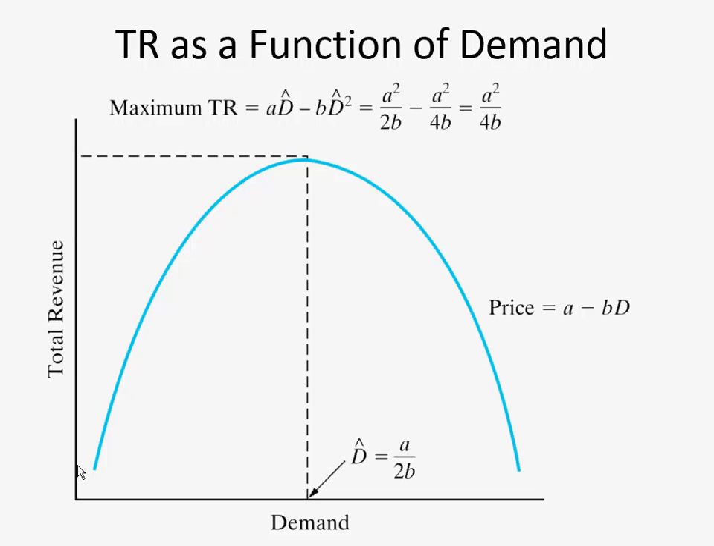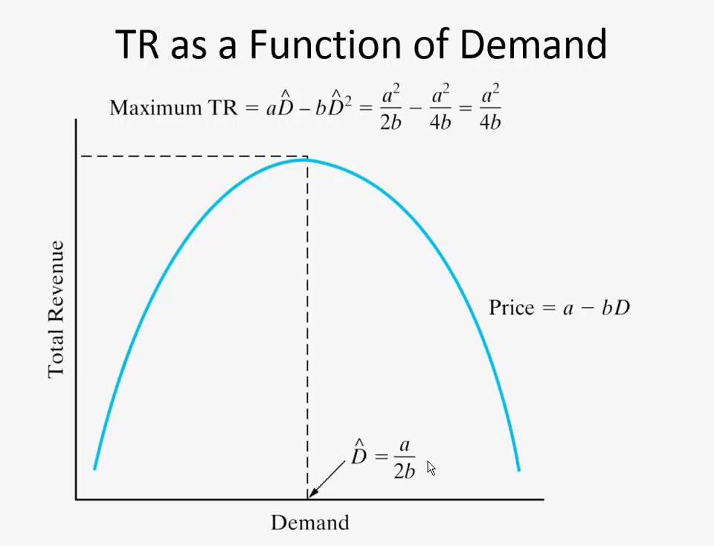So D hat, which is shown here, this is for maximum revenue. So maximum total revenue, and here's the formula for it. It's A squared divided by 4B for the maximum total revenue, or just to find the demand at the maximum total revenue, A divided by 2B, where what we're talking about with A and B are the variables that are in our price curve.